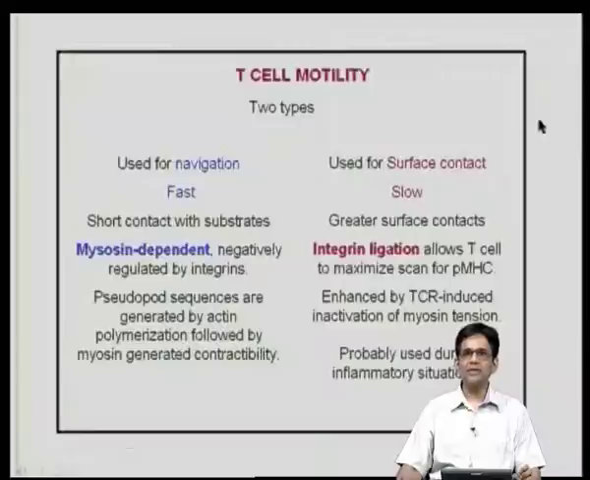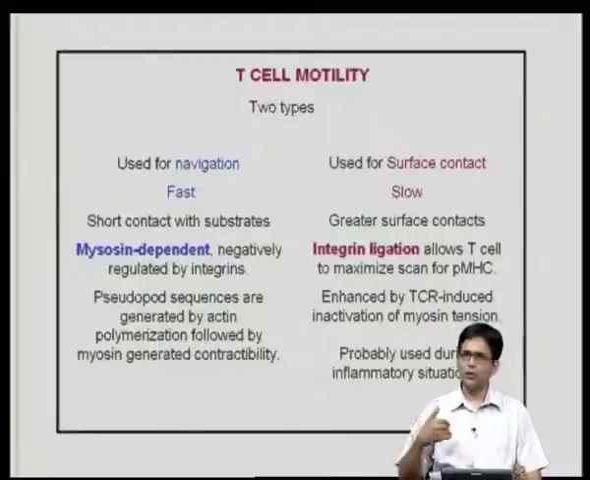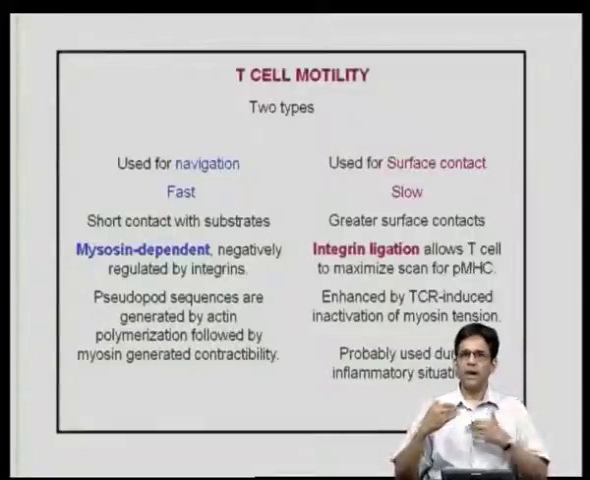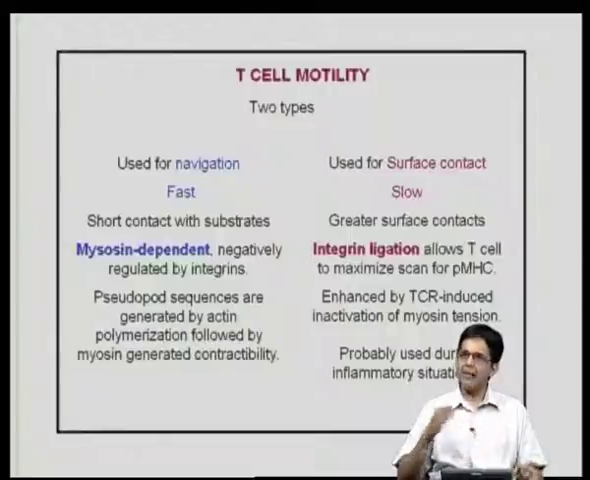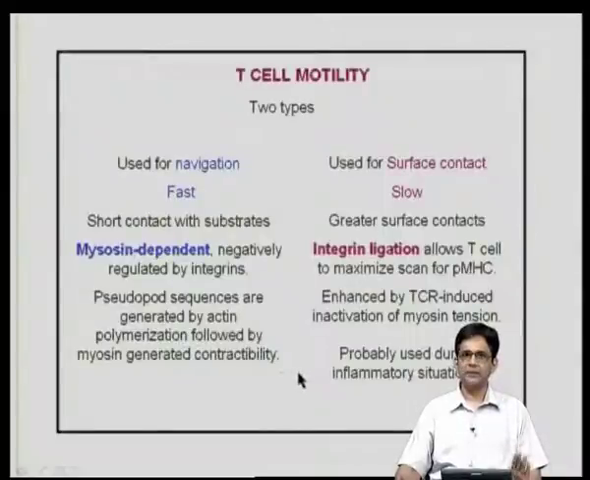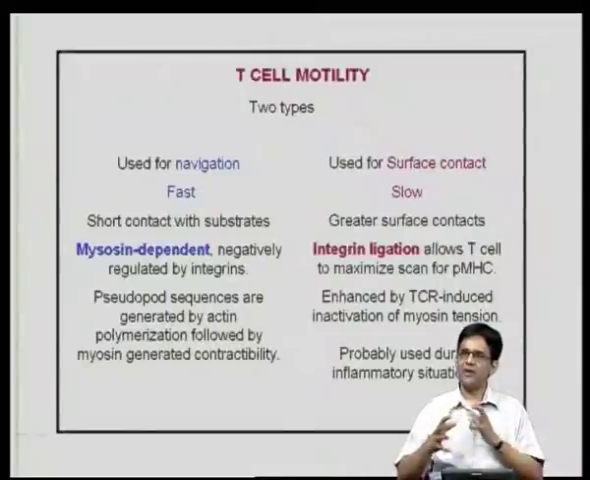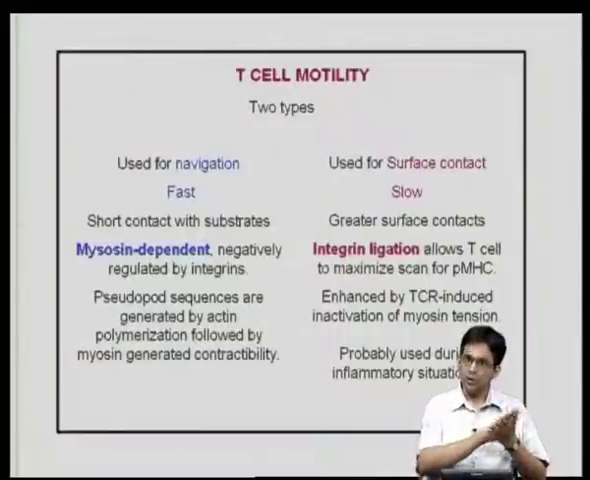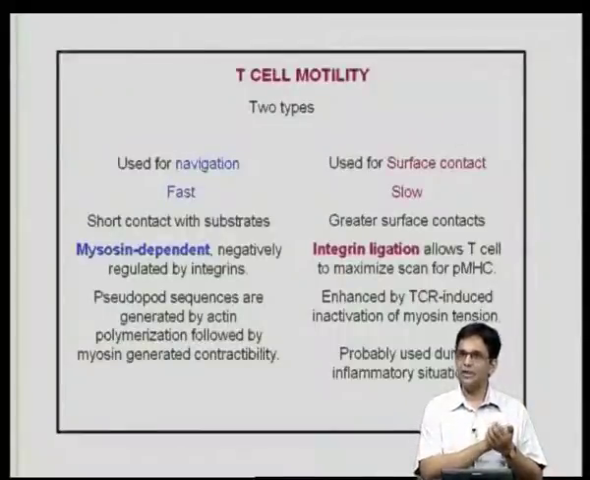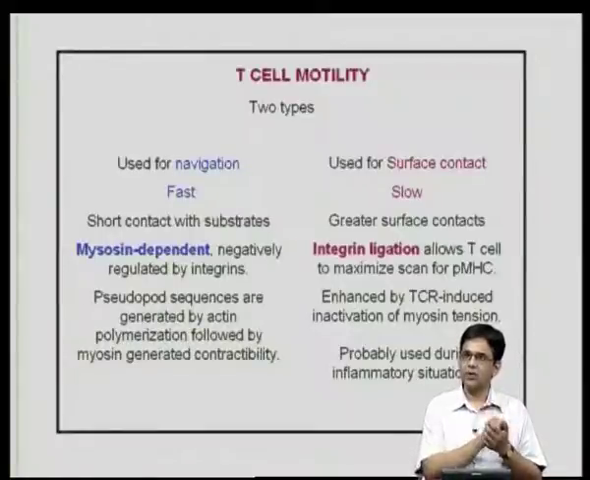Okay. Now, in terms of T cell motility, T cells are motile, and there are two types of motility that are observed. One is fast. T cells move around trying to look for places where maybe their cognate MHC is, but they do not want to waste a whole lot of time, so one is a fast movement, and this fast movement is usually myosin dependent. In fact, it is negatively regulated by integrins. What happens is pseudopod sequences are generated by actin polymerization, followed by myosin-generated contractility. The fast ones are myosin dependent, whereas the slower ones are important here, because now there is some possibility that the T cell receptor might find its cognate and then get activated.